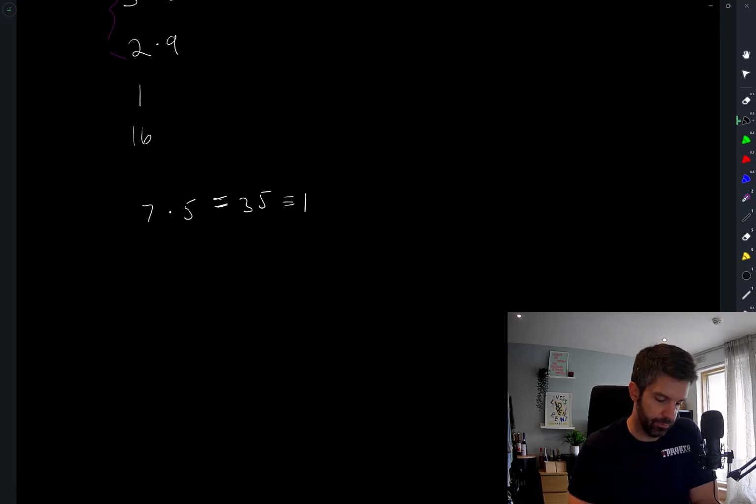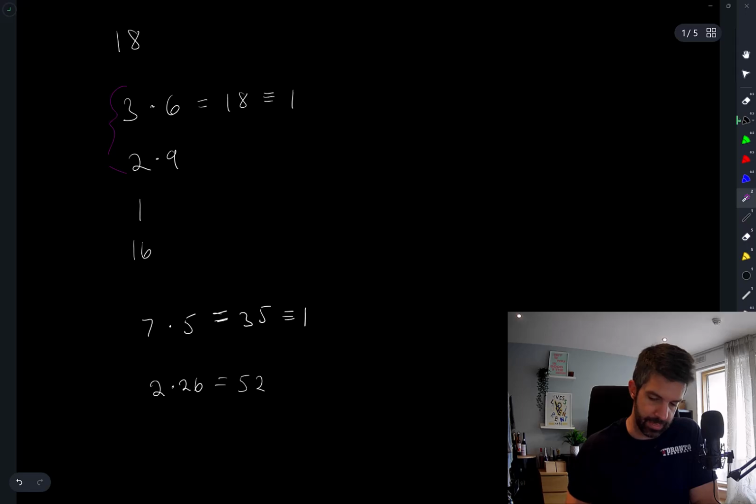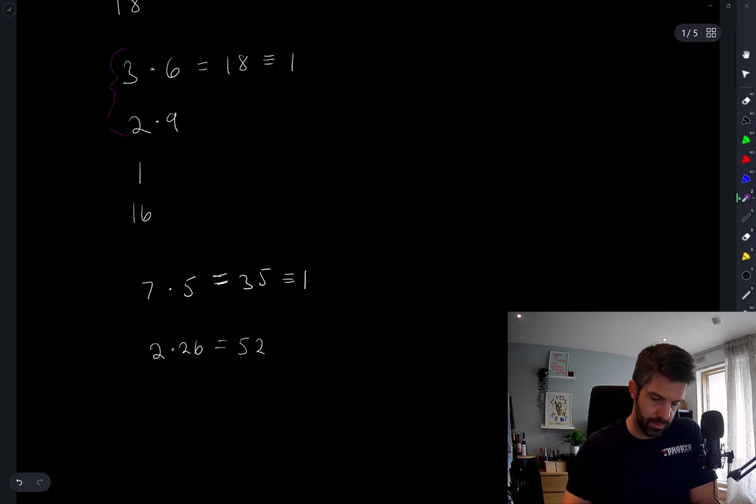So I'm looking at factors of 52. This is 2 times 26, but that's already, 2 times 26 is 52. 26 is 9 mod 17. So wait, does that mean, yeah, okay.